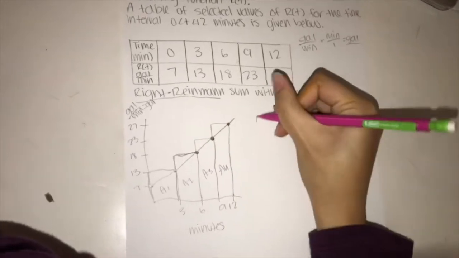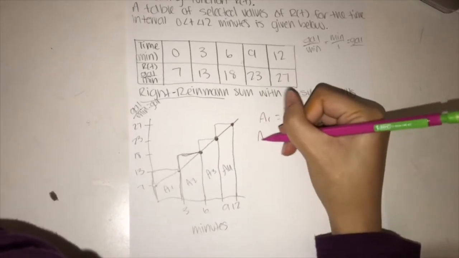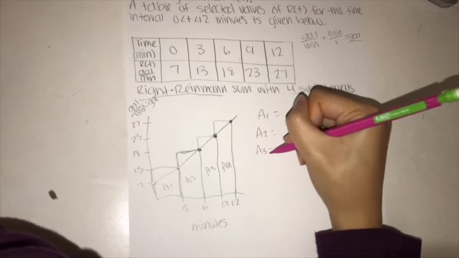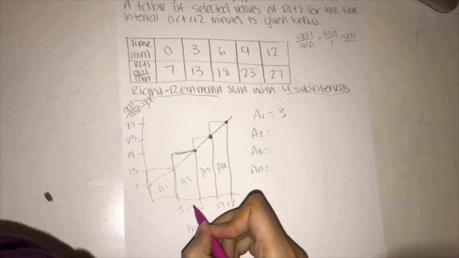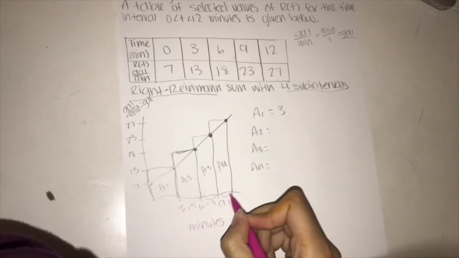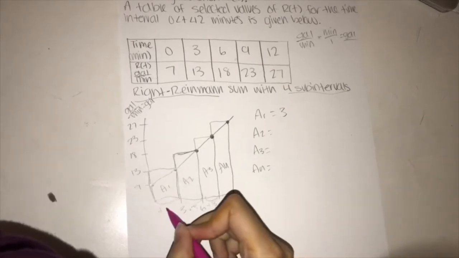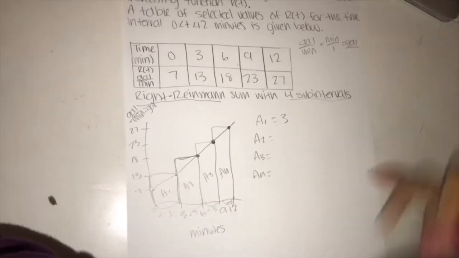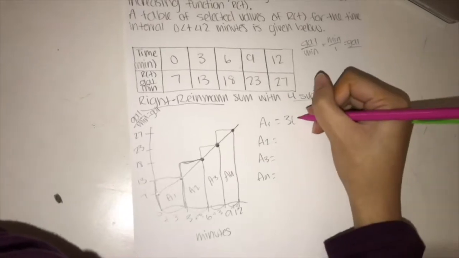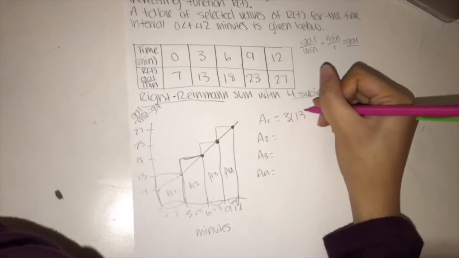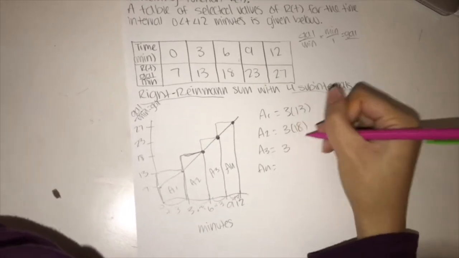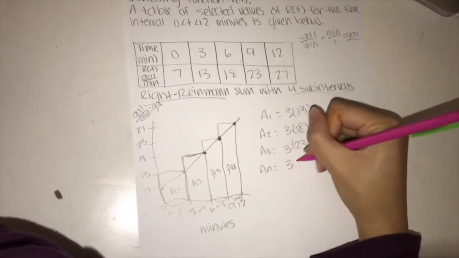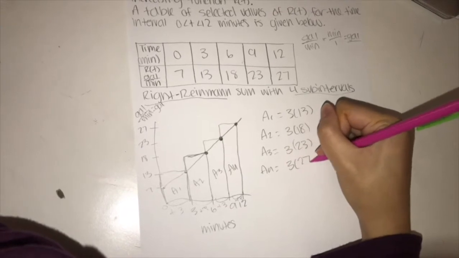Now, in order to find those areas, we have to solve it, right? So let's try solving by organizing them. We have basically 3 in between, right? Plus 3, and then plus 3, and then plus 3, because this is 0, and 0 plus 3 is 3. So let's try solving. So 3 times 13, 3 times 18, 3 times 23, and last but not least, 3 times 27.